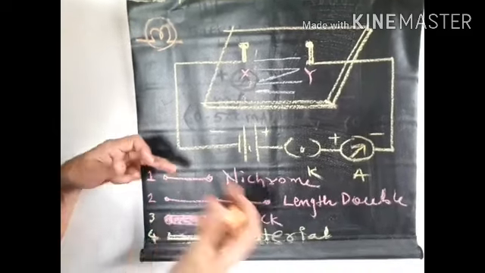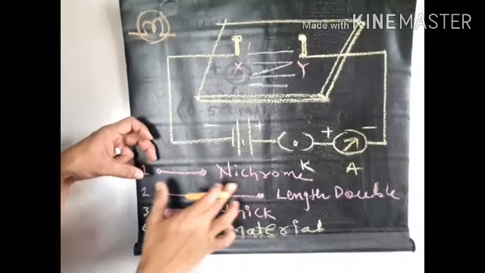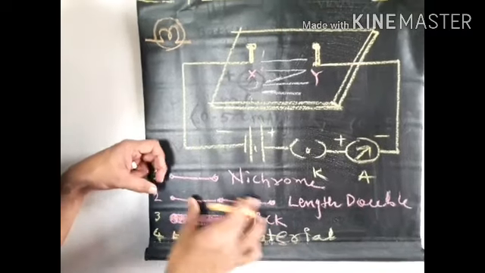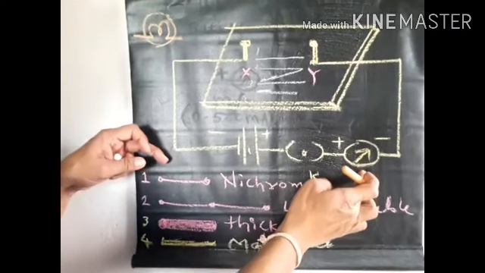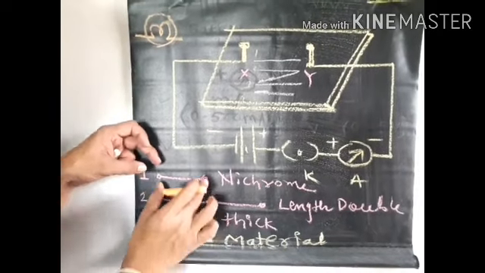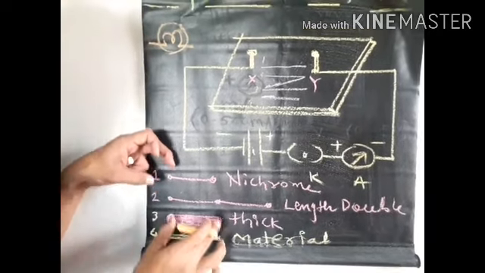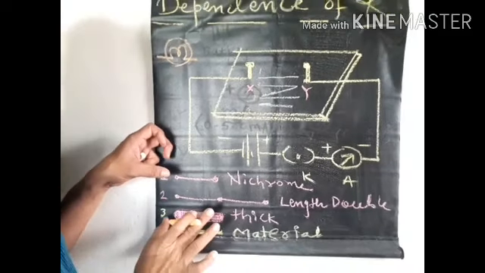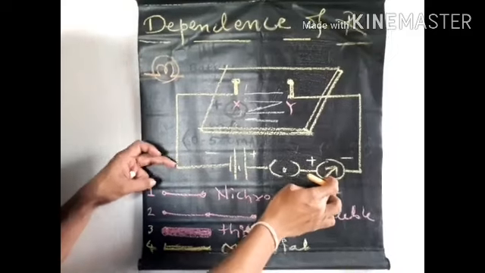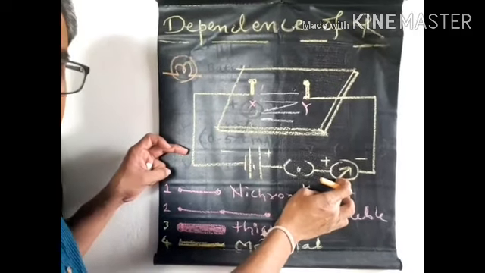Then in the next step, we increase the length of this nichrome wire. We are doubling the length of the nichrome wire. So when we double the length, what will happen to the ammeter reading? When you do the third part, you take the same length but the wire is now thicker, that means its area of cross section is increased. So what will be the deflection shown by the ammeter? That you need to see again.